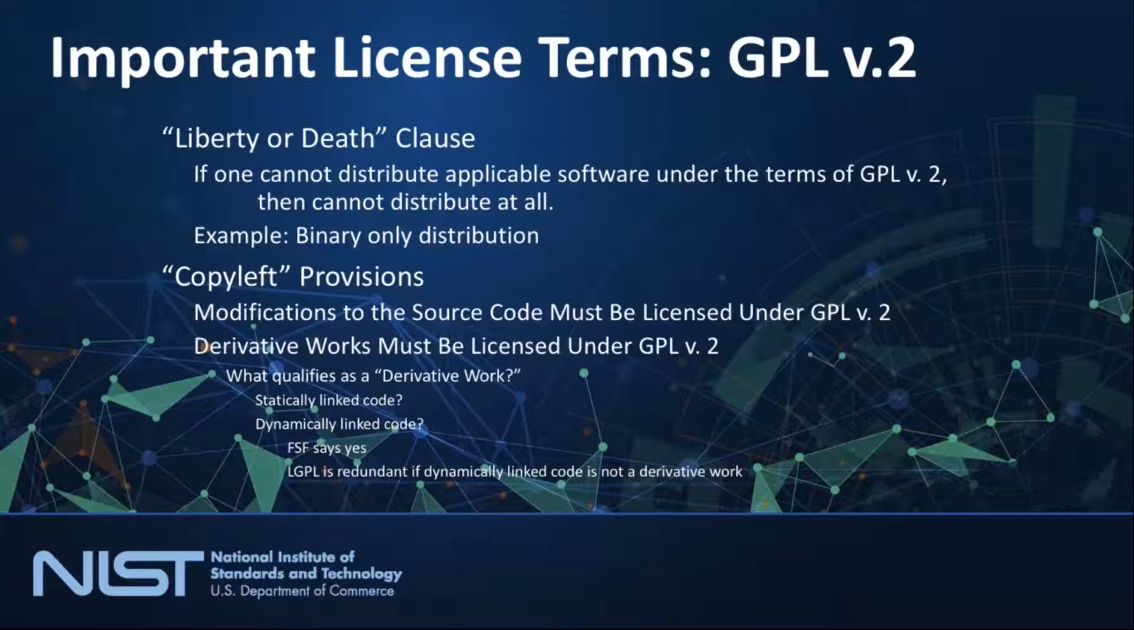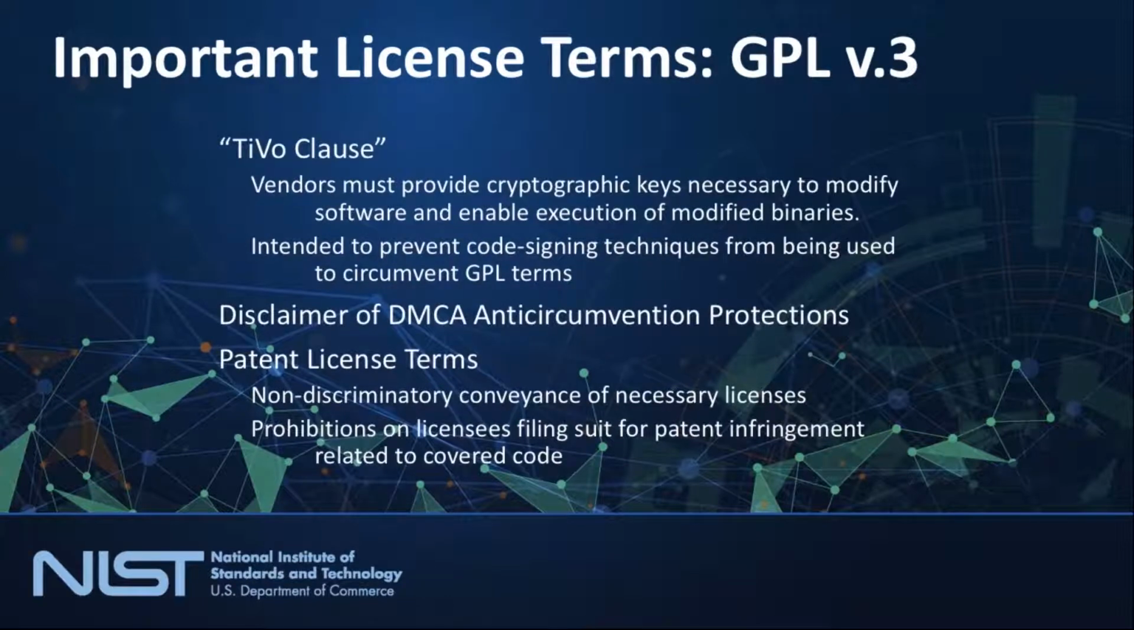GPL version 3 has a couple of notable provisions in it. The TiVo clause, coming from an older dispute, I think it was, in the context of TiVo. Vendors must provide cryptographic keys necessary to modify software and enable execution of modified binaries. So the obligation to provide cryptographic keys under the GPL version 3 is an important thing, and that is intended to prevent code signing techniques from being used to circumvent GPL terms.